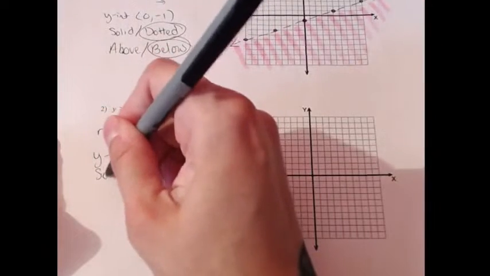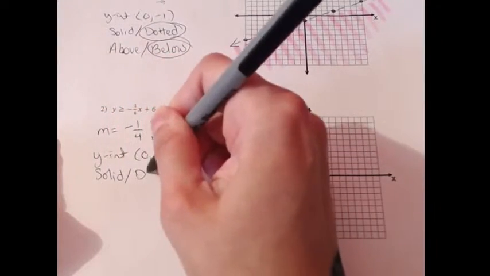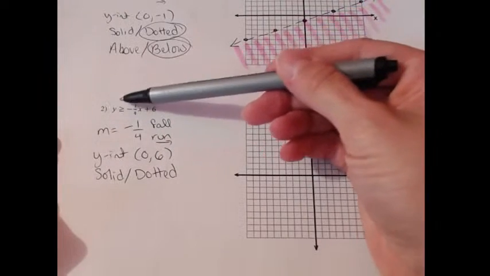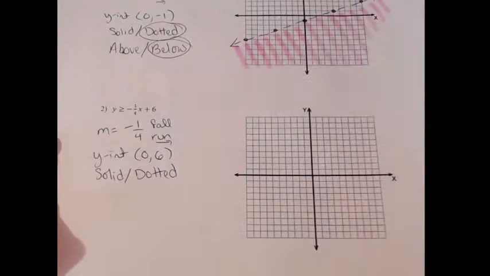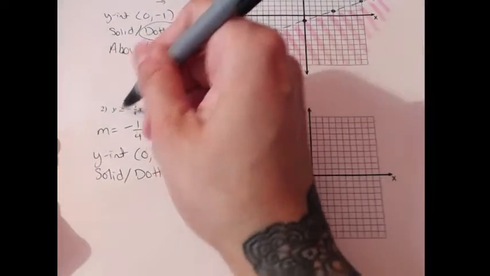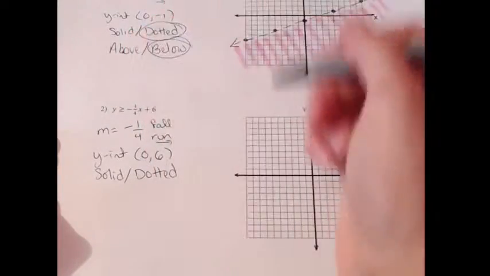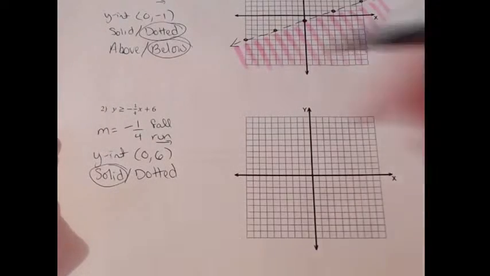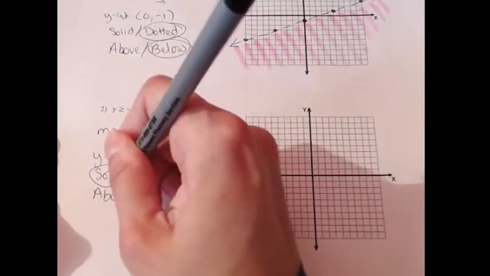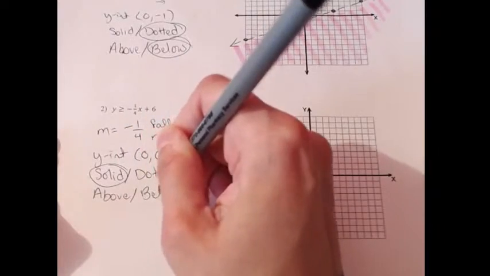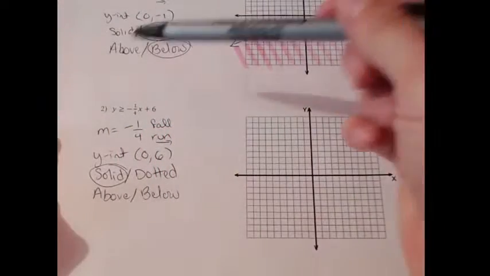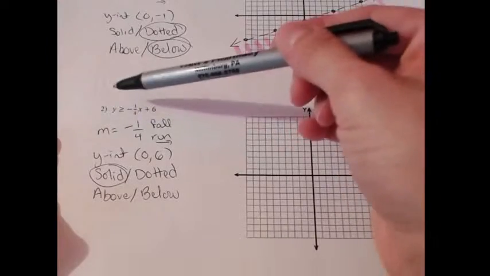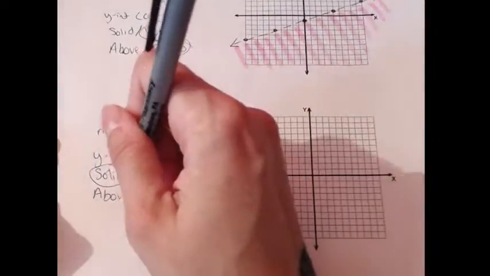And then we have to determine, is this solid or dotted? So notice y is greater than or equal to, so the equal to would be a solid line, it would be a solid circle, so it's definitely going to be a solid line. And then we have to determine, are we shading above or below? Well, let's read it. Y is greater than or equal to the line. Y is greater than? Oh, okay. Let's shade above.